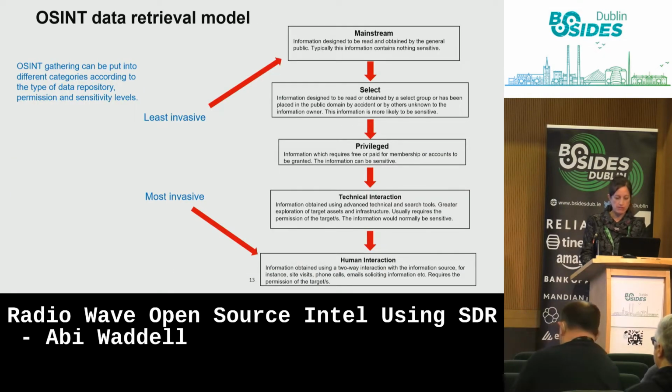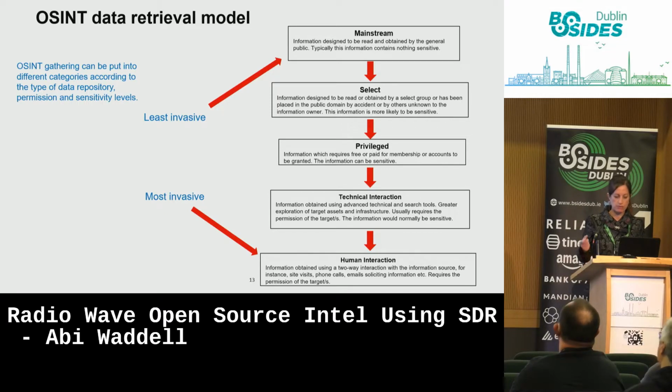OSINT gathering can be put into different categories according to the type of repository of the data, the expected levels of permission to this data, and the level of sensitivity. So this is an OSINT data retrieval model I created. As the tiers go down, the data generally, but not always, is more sensitive and requires more permission to access.